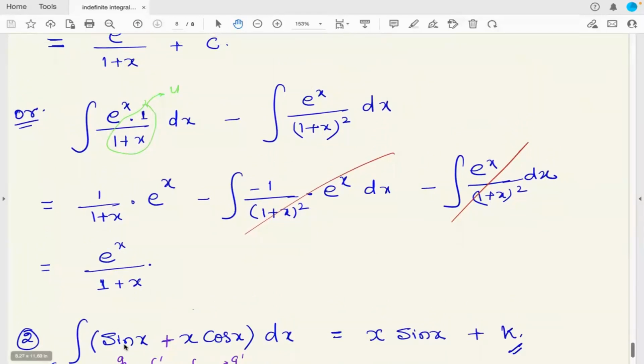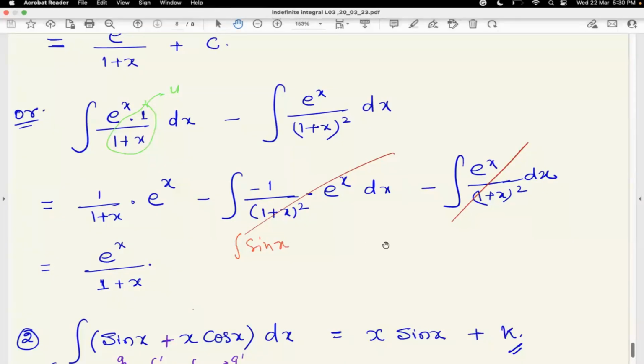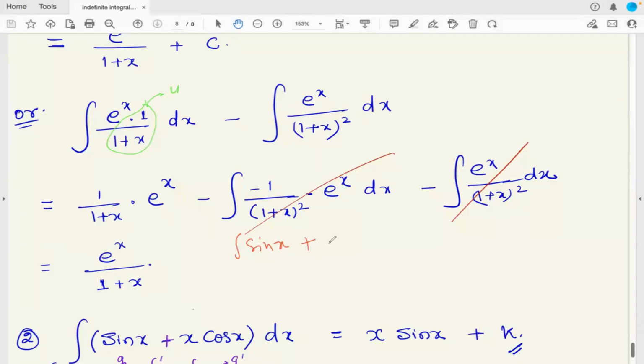Here our question is sin x plus x cos x. We have to integrate sin x plus x cos x. Practice is what makes these things clear: the differentiation of sin x is cos x, and x is a function whose differentiation is 1. So if we assign x as u, our u dash is here, and if we assign sin x as v, v dash is here.